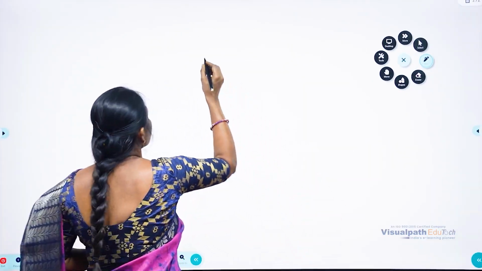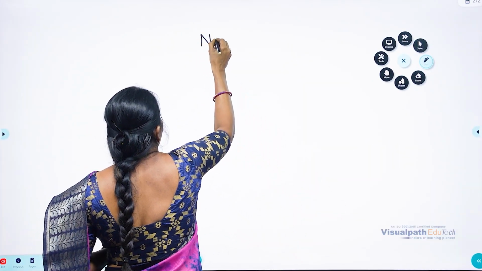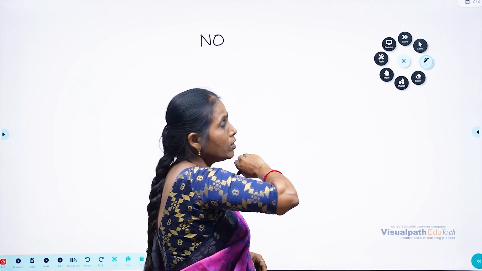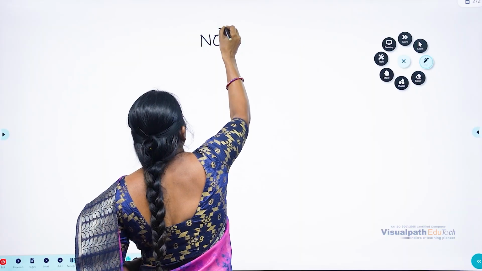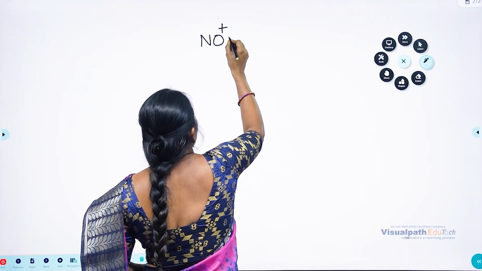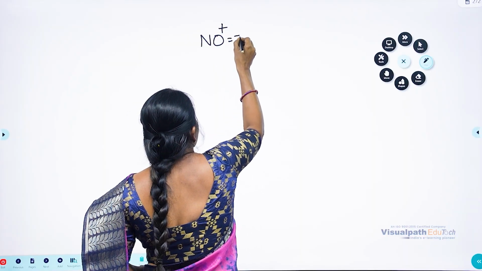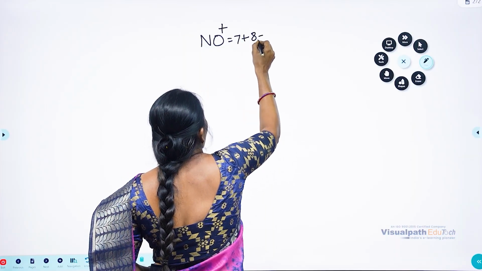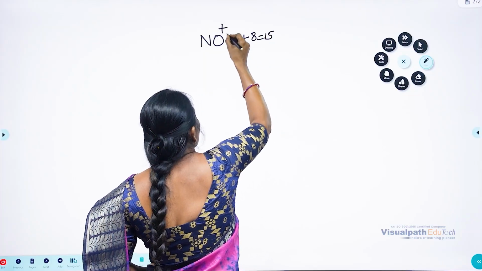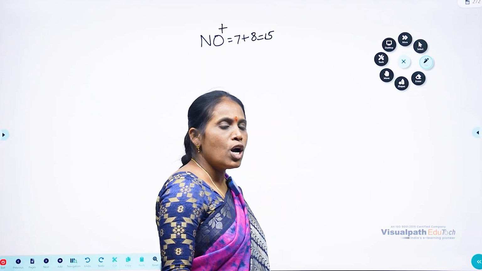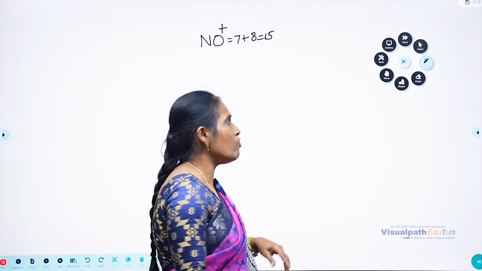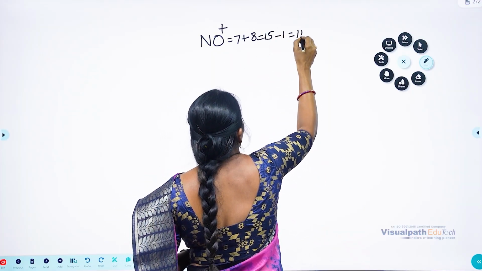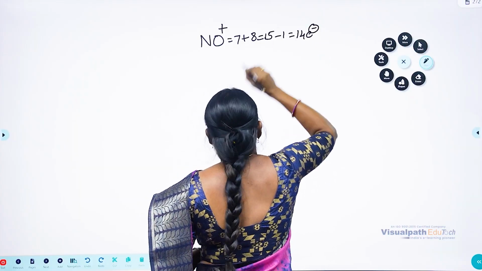Next example is the NO molecule, nitrogen and oxygen. Here NO plus. NO plus means nitrogen has 7 electrons and oxygen has 8 electrons. Total 15 electrons. Here there is one positive charge, and one positive charge means we remove one electron. So finally this NO plus molecule has 14 electrons.